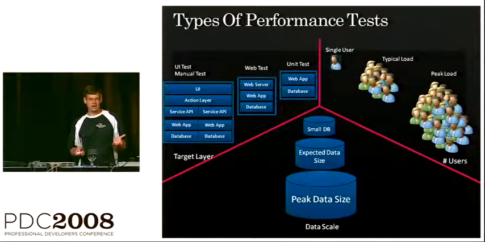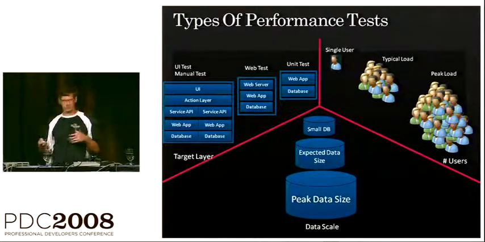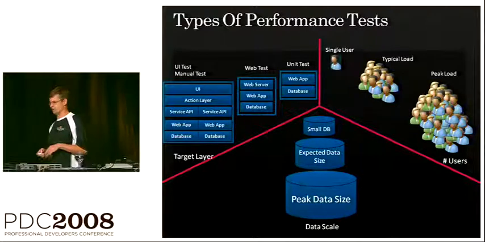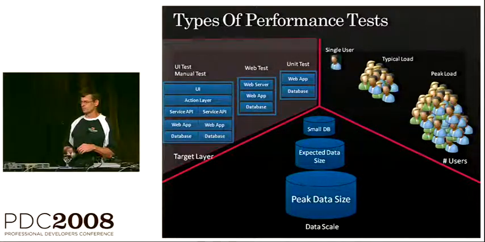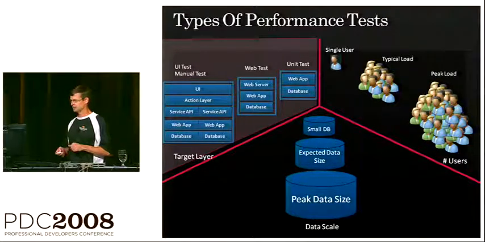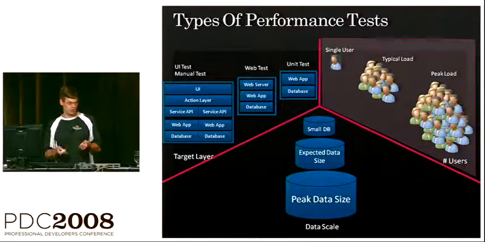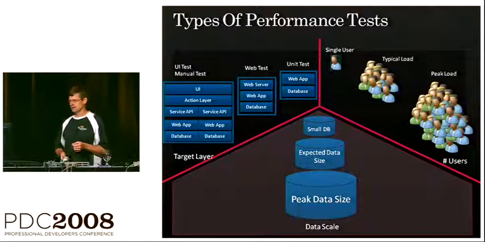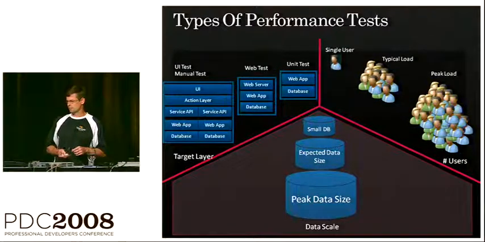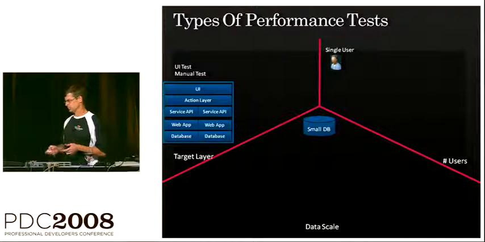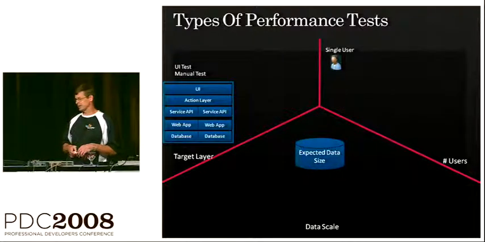Okay, I just want to summarize here. We saw some different ways to take performance measurements, and this gives you a way to think about that. So first, think about what it is you're trying to test, what the target layer is, and what your load is going to be while you're taking the performance measurements, and then how big the data is. For example, the best place to start is single user performance tests against a small database, and then go to an expected size database.